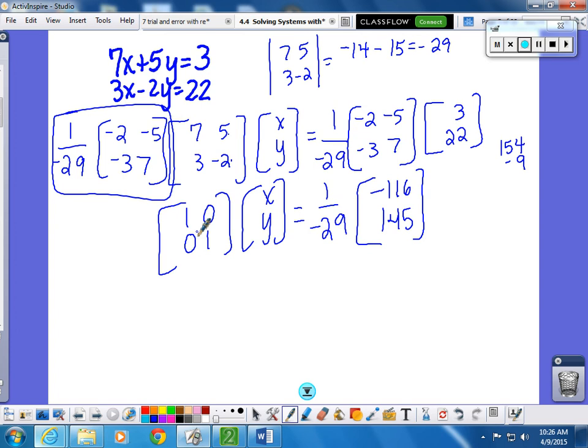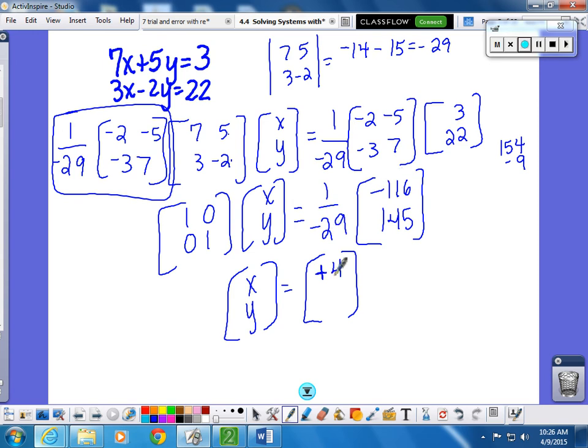What is the identity times the variable? The variable. Alright, you guys have got the calculators. What's negative 1/29 times negative 116? What is 145 divided by negative 29? Yeah, it would be positive. Good job. I didn't even notice that.